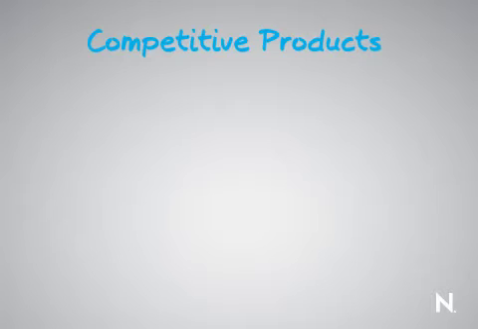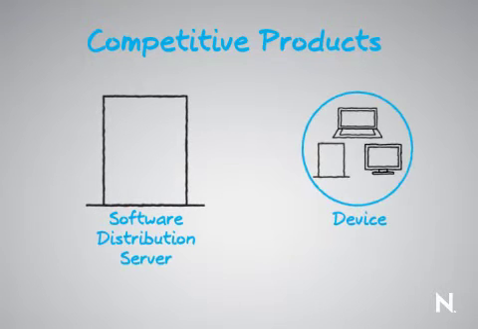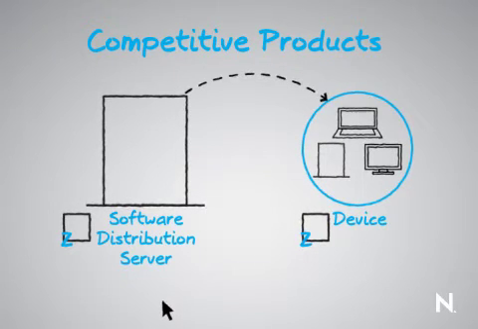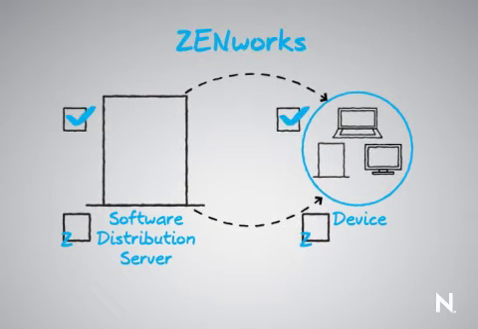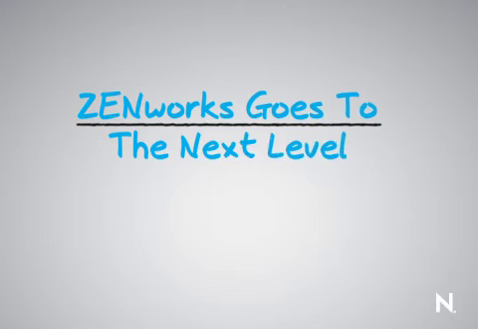So with most of the competitive products today, essentially the competitor cares about getting software from point A to point B. They may have something that allows the user to launch an icon that will get the software down, or they may allow that to be something you can push. Now, ZENworks does that very well, but it goes to the next level.